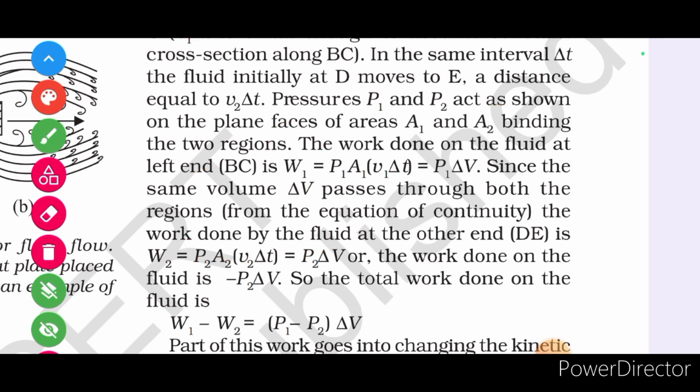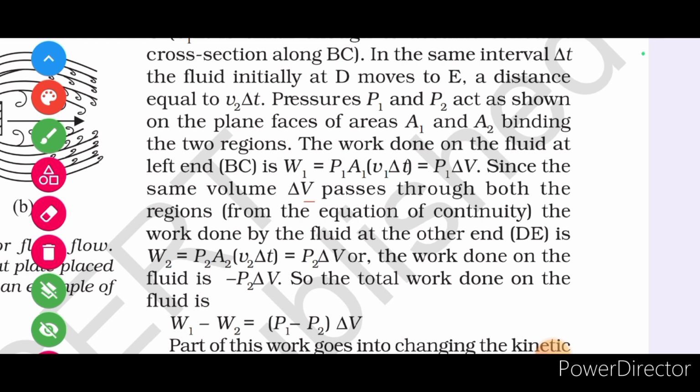So how much will be the work done? We know the volume is there, as we have seen, and work done is force times displacement. How much is the force? Force is pressure multiplied by area, and the distance is v1 delta t. This was the work done. Now A1 v1 delta t is delta V, so the work done on the fluid in the left region is P1 delta V.